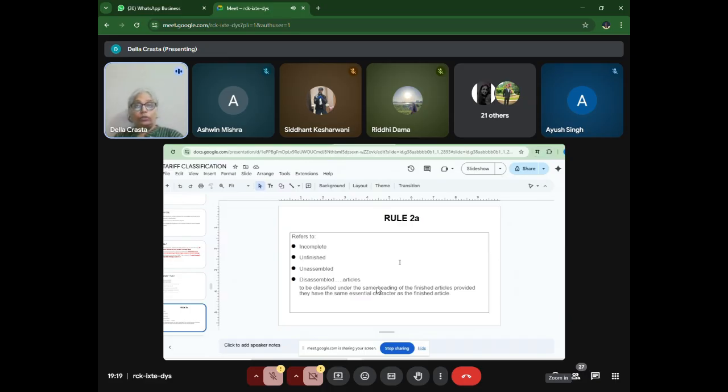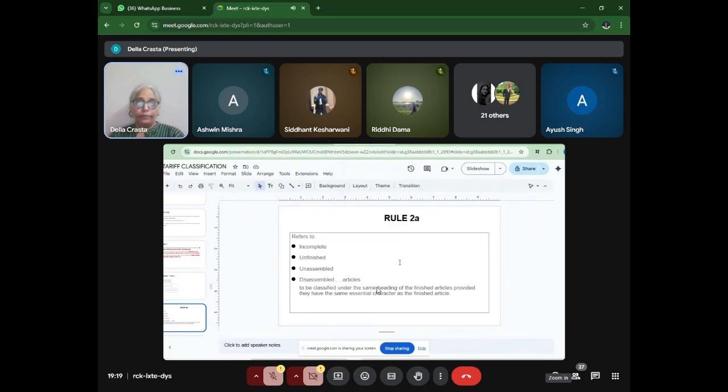So you don't know what is to be done, whether you should classify them separately or classify them as a whole item. So what Rule 2A says is that if your article is incomplete, unfinished, unassembled or disassembled, then it has to be classified under the same heading of the finished article or the assembled article, provided the articles which are imported have the same essential character of the finished article.